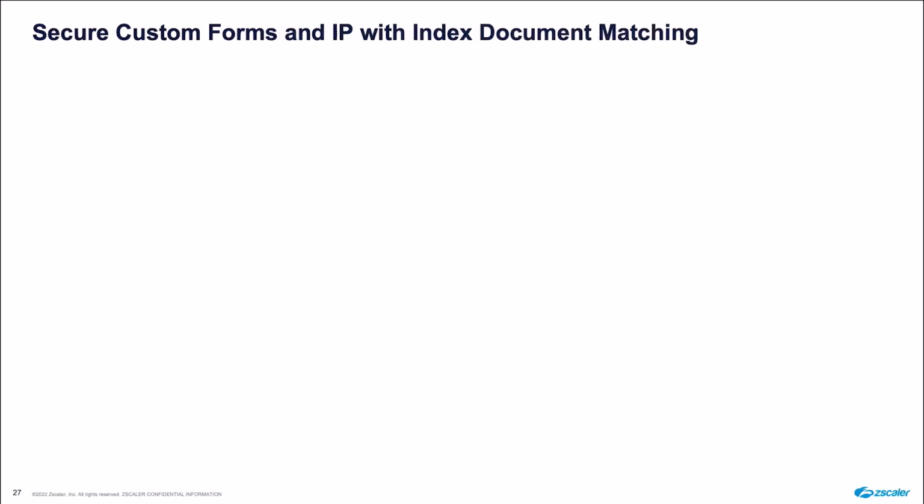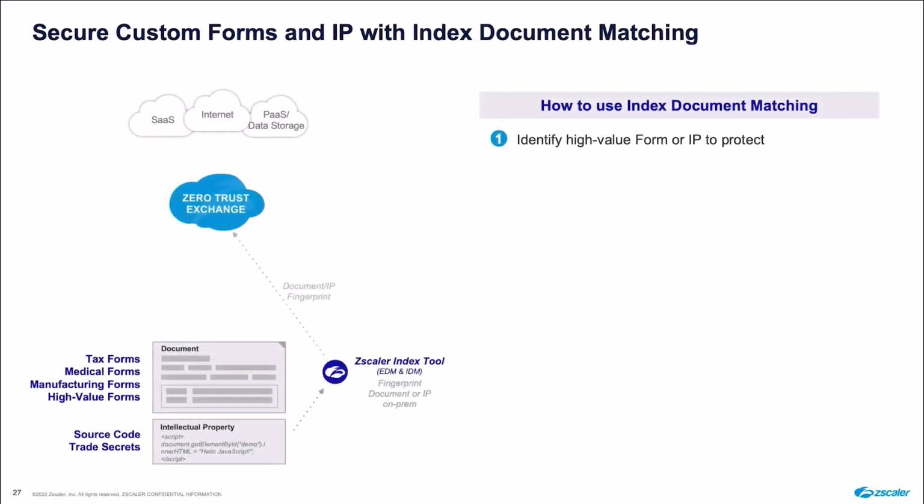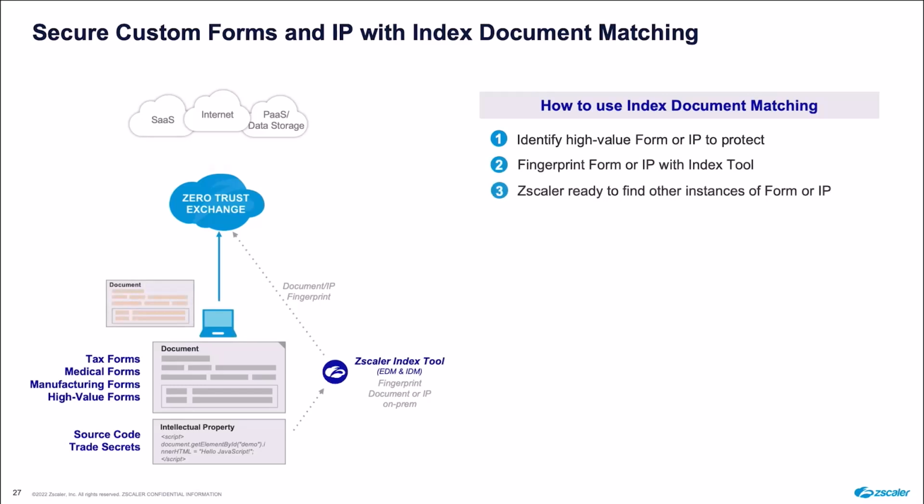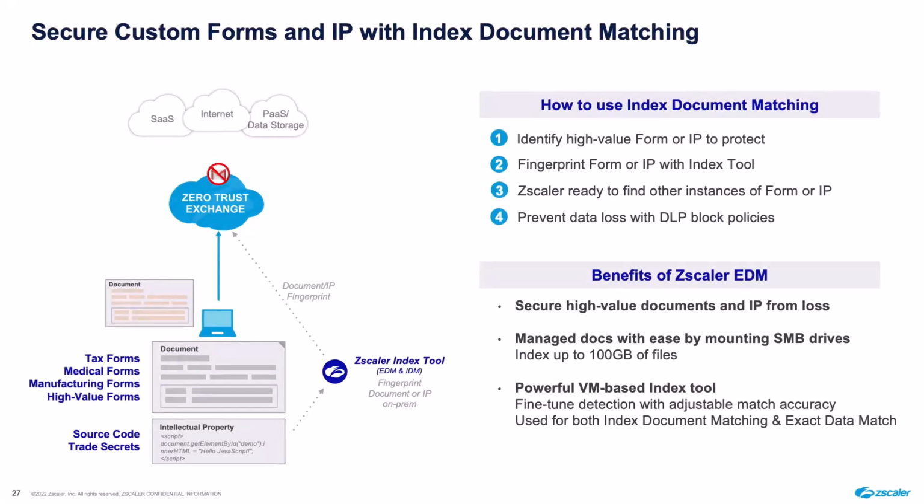Okay, now let's talk about another popular feature that is widely adopted. IDM, index document matching. At the end of the day, it's basically document fingerprinting. Now, remember in the previous slide when I talked about EDM, EDM was designed to learn from your structured data. IDM is designed to learn from your unstructured data. Many organizations will say, we have a lot of sensitive data, but it is not in a database. It's not in CSV. We have crown jewels saved in Word documents, in PDF, and so on and so forth. So these are your unstructured data that you want to protect.